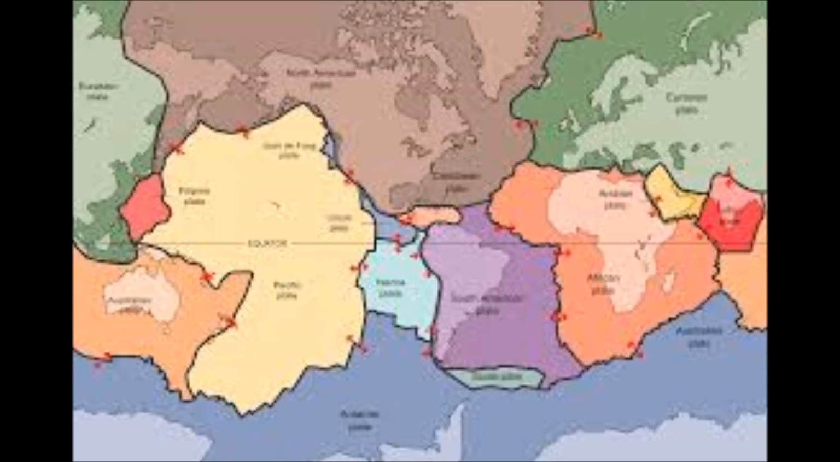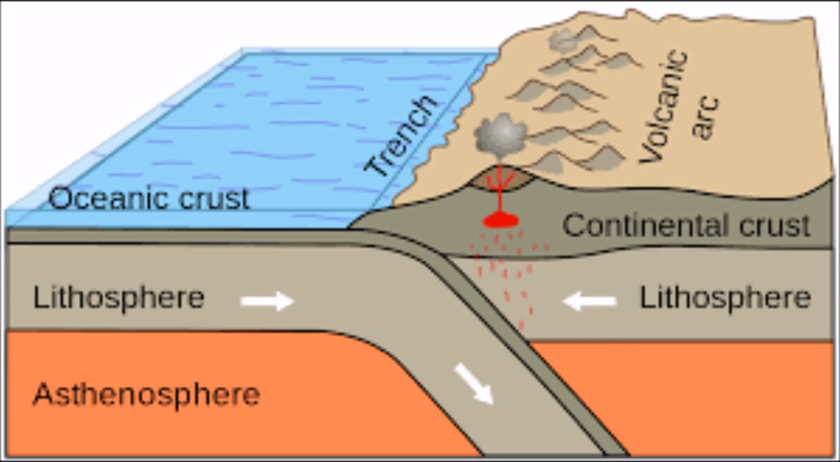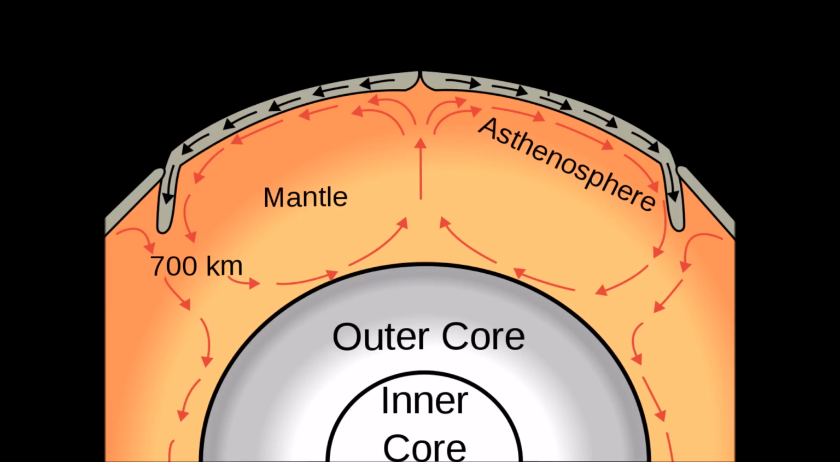The Earth's crust is split into a number of plates about 100 kilometres thick. There are two types of crust, oceanic and continental. Plates move in different directions due to convection currents in the mantle.